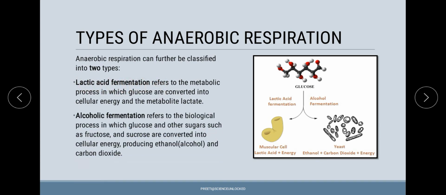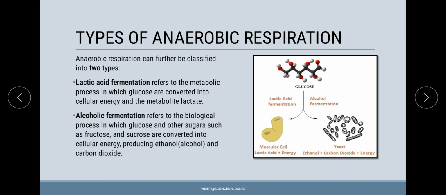Whereas when we talk about alcoholic fermentation, the condition or the anaerobic respiration where alcohol will be formed, then it is considered as alcoholic fermentation. So what exactly is happening? Whichever food we are getting for decomposition, in case of lactic acid fermentation, the final product is going to have an amount of lactic acid in it.